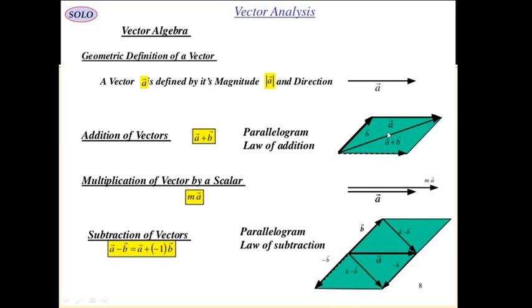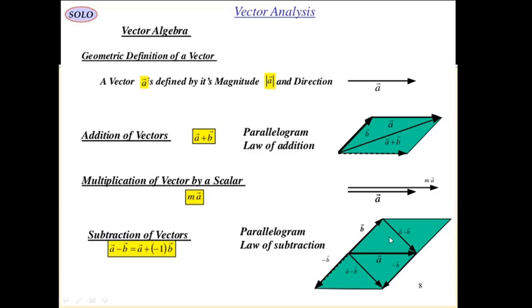The dotted line shows that you are transferring this vector to here, so that is another way of representing a plus b. So this is also commutative, so b plus a is nothing but a plus b. The multiplication of a vector by any scalar quantity m means you are increasing the magnitude of the vector by m times. So a multiplied by m is m times increased.